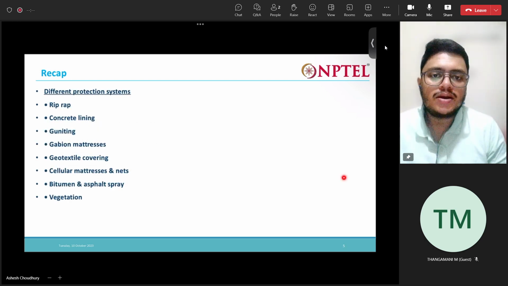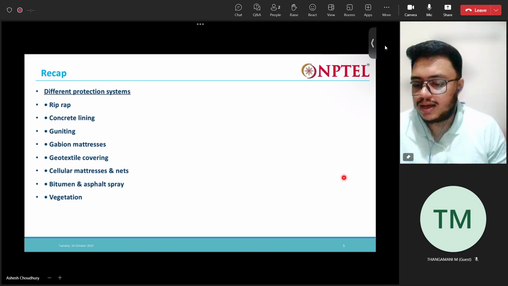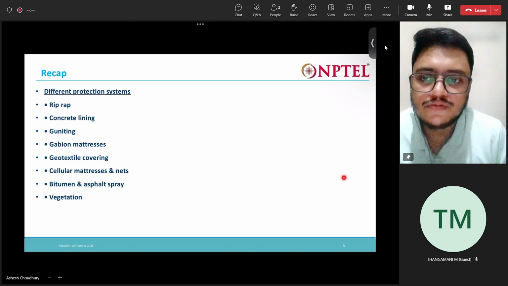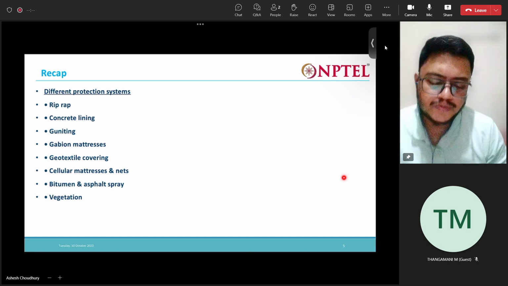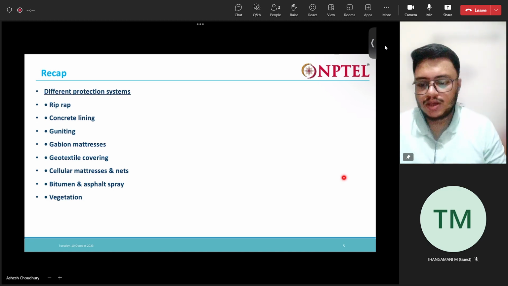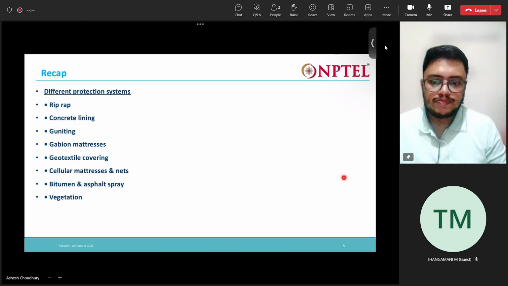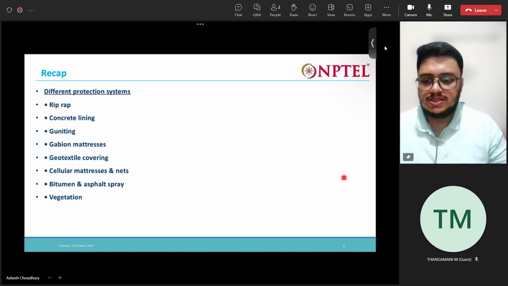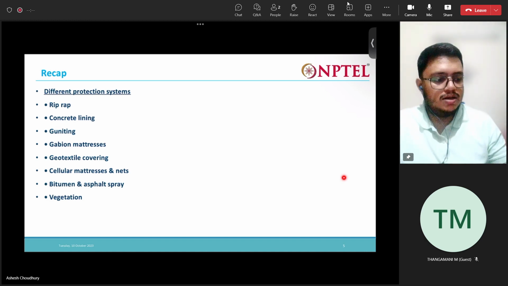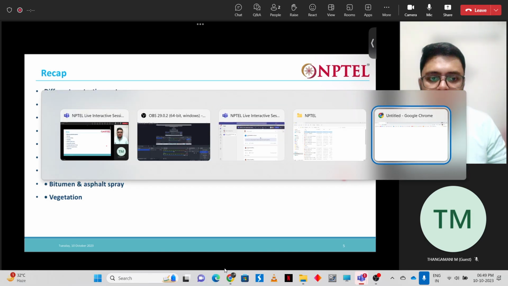So what are the different protection systems that we may employ to prevent erosion? One is riprap. Okay, riprap. What is riprap? Let me just see if I can share something. Just a second.